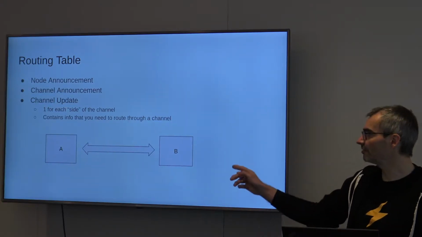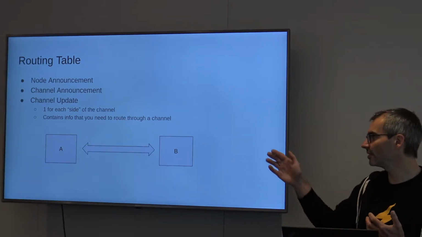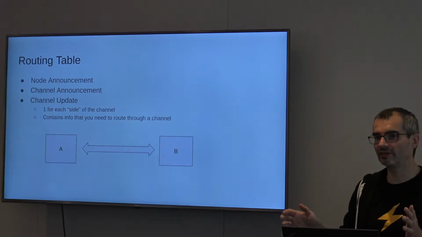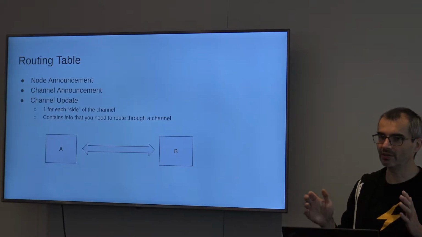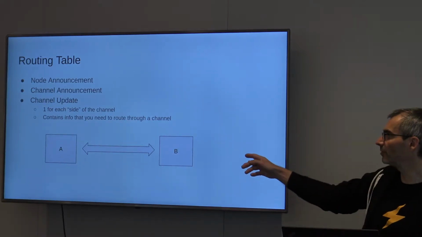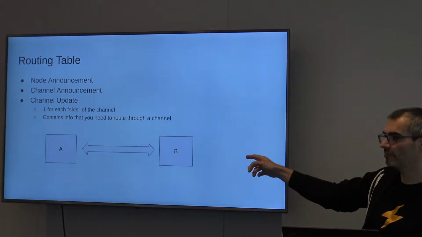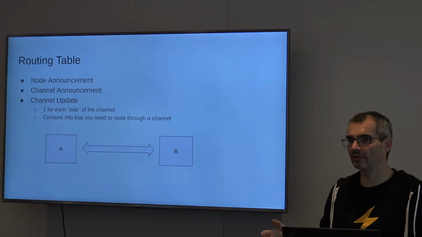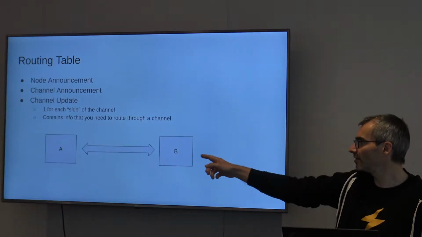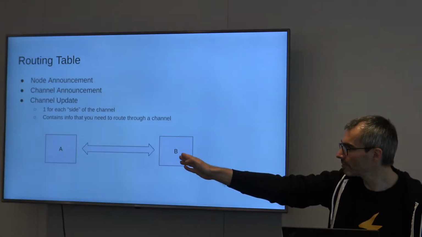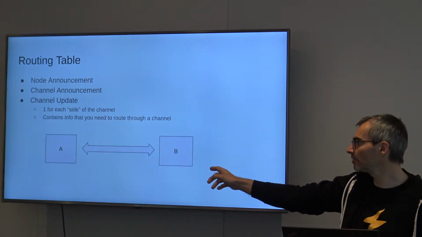Yes, exactly. So if you have a channel between A and B, A will say, okay, if you want to route through me using this channel, these are the fees I'm going to ask you to pay, and this is the CLTV delta I'm going to ask you to use. And if you want to route payments using the same channel but through B, B would say, okay, these are the fees that you need to use, and this is the CLTV delta that you need to use. So A sets routing fees when you want to route through A, and B sets routing fees when you want to route through B.